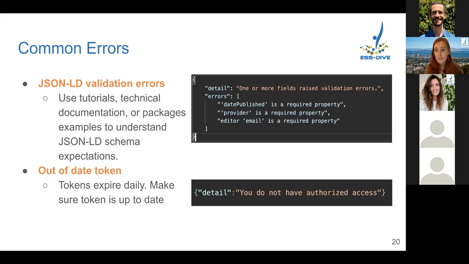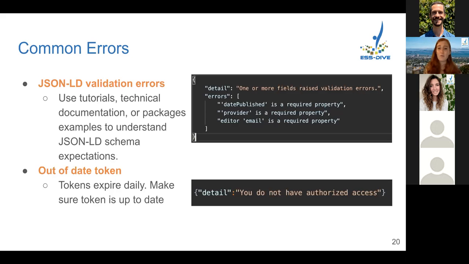So here are some common errors that will often come up using the package service API. The first one will be, as I mentioned, JSON validation errors. We have created a JSON schema that basically defines what we expect for every different field and how we expect it to be styled. Using the tutorials and the technical documentation, which I'll show you in the next slide, or using package examples like I did, it will help you to get a better understanding of the JSON-LD schema expectations. And as you can see, the error messages will tell you what fields you need to be focusing on and where the error might be. So that will help you troubleshoot and get your package submission ready and validated.